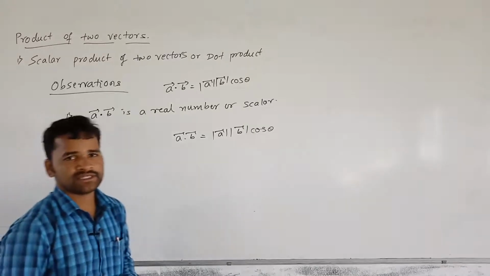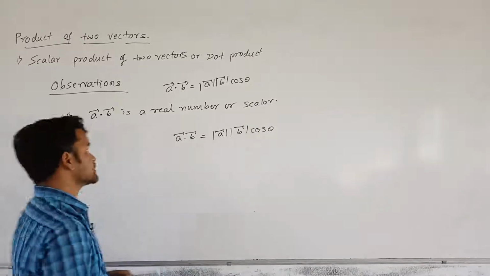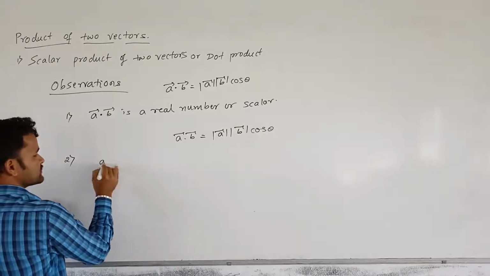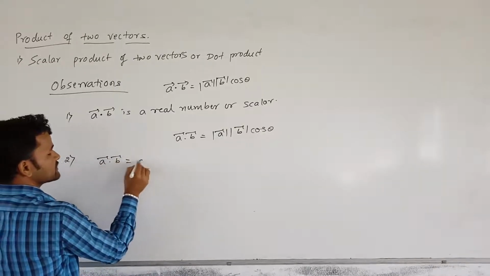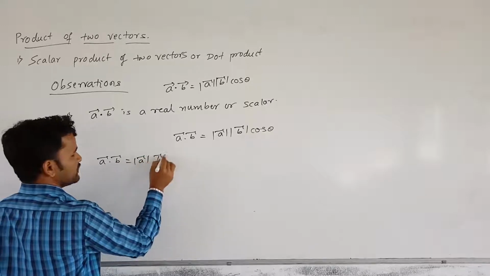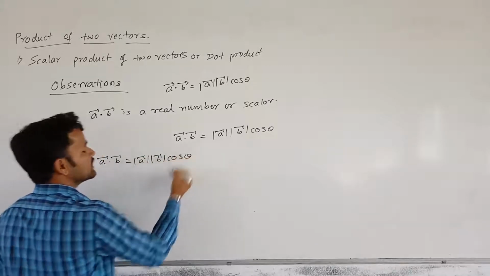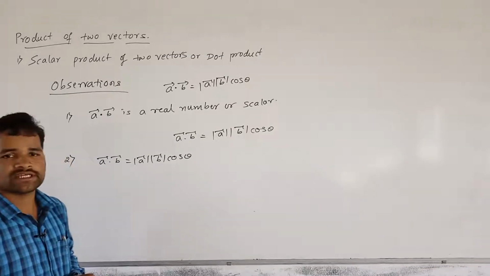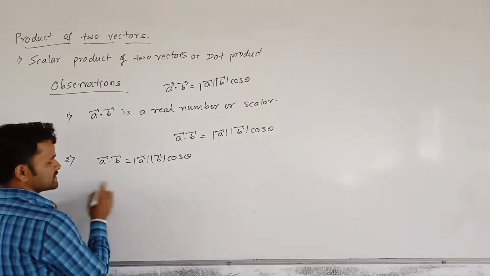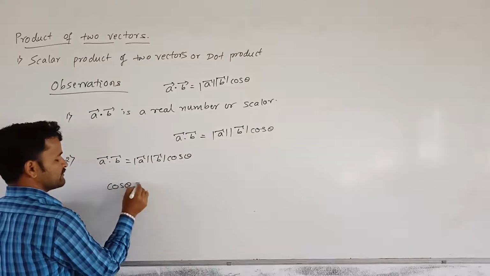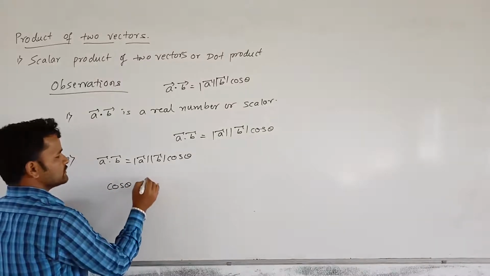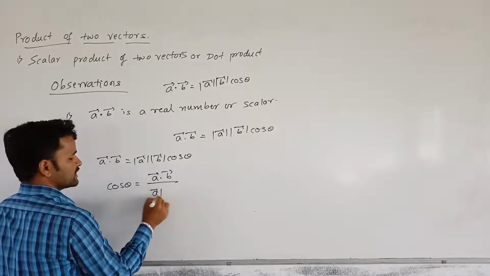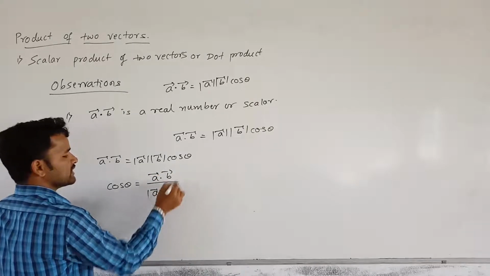And now what about the second observation? Using this concept, A dot B is equal to magnitude of A into magnitude of B into cos theta. Suppose theta is unknown to us. Can we find out the theta? They may ask you a question like the angle between two vectors. Cos theta is equal to A dot B by magnitude of A into magnitude of B.